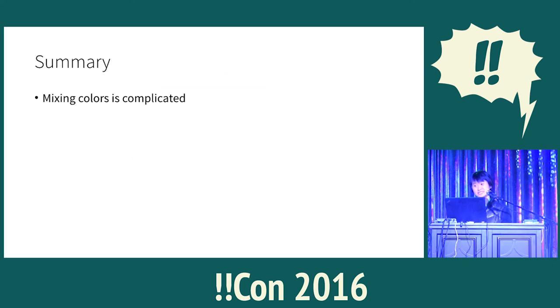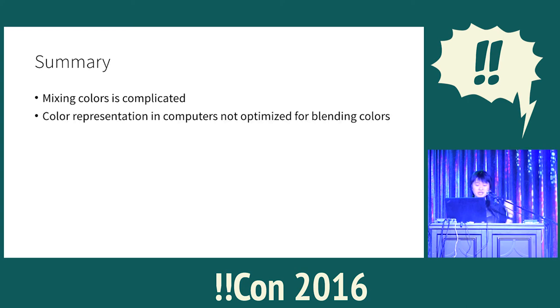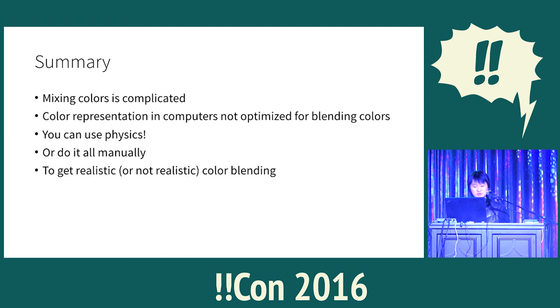So in summary, mixing colors is complicated. And part of that is because color representation in computers is not optimized for blending colors. They just tell you, these are the colors that you can show on the computer, not this is the relationship between the colors. But in order to mix colors, you can use physics or do it all manually to get realistic or not realistic color blending.